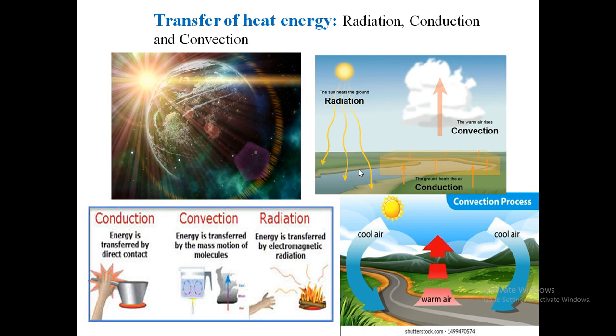Now the question is how heat energy is transferred from one place to another. There are three processes of heat energy transfer, that is radiation, convection and conduction. First of all, we will learn what radiation is. Radiation is the process when energy is transferred by electromagnetic radiation. The heat energy is radiated from the outer surface of the sun in the form of shortwave radiation, and the atmosphere receives only 14% of this shortwave electromagnetic radiation.